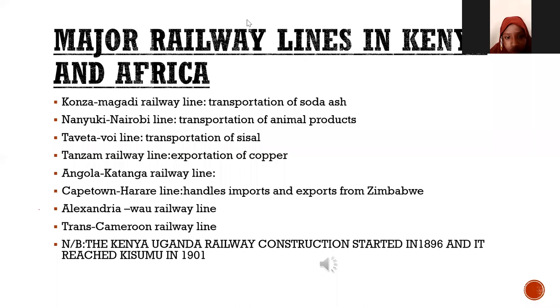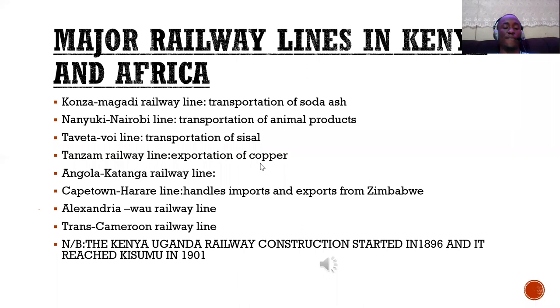We will learn about mining, and you will be taught that Zambia is the major producer of copper in Africa. And copper is a very bulky mineral. So for copper to be exported, it needs railway transport. Let us continue. So Tanzam railway line deals with the exportation of copper from Zambia.